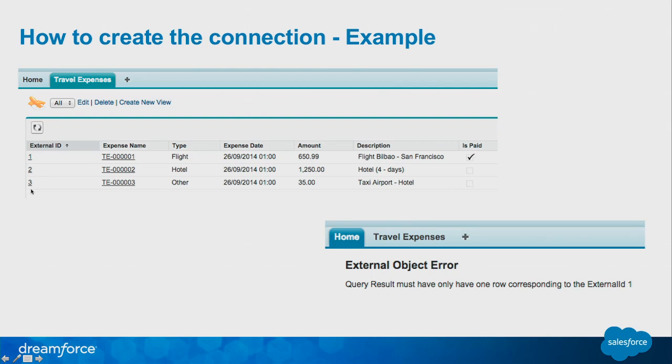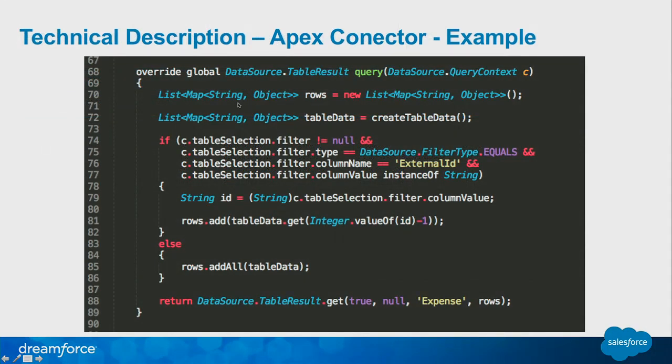We get this error. And this is because in the query method, we must define in which context we are, if we are in a list view or if we are trying to open one of the records. In order to do that, Apex Connector is smart and helps us to do it. With the query context argument, we are able to see if we have a filter. In my case, if we have the filter, it's the external ID. And in this way, we retrieve the value that is related to the external ID.